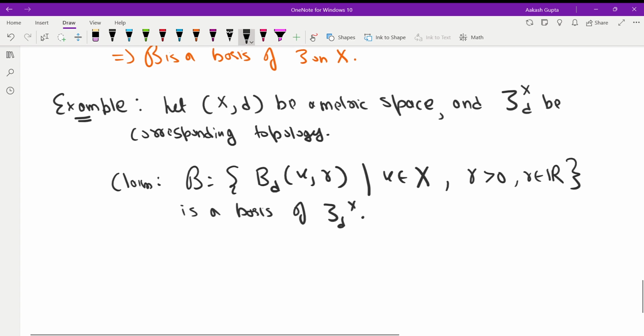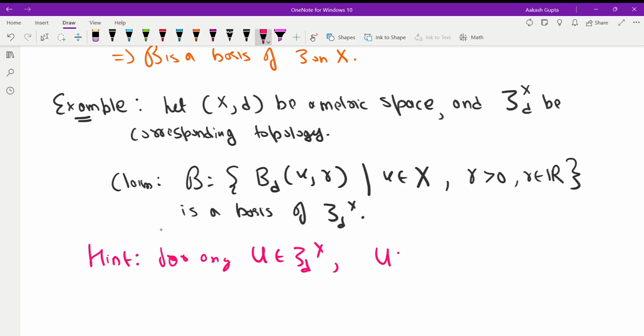If you still want, I will just give you a hint. For any u in tau_{X,d}, u can be written as the union over x in u of B(x, r_x), for some r_x bigger than 0. Okay, guys, this is the hint for you. Please complete the argument.